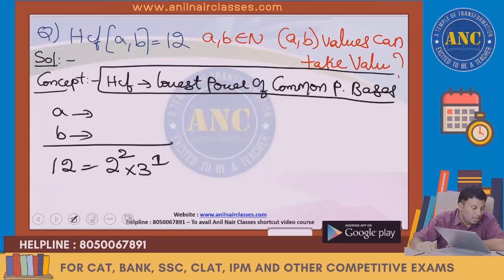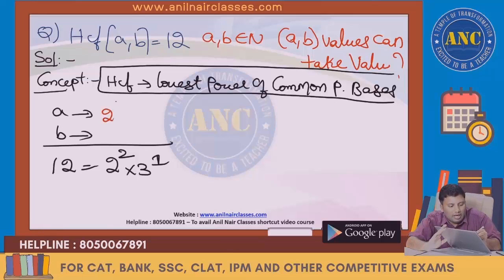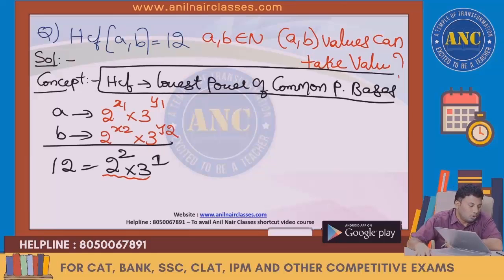A and B. 12 is 2 square into 3 power 1. A is, these are nothing but the prime bases which should be present in the question. 2 power x1 into 3 power y1. 2 power x2 into 3 power y2.